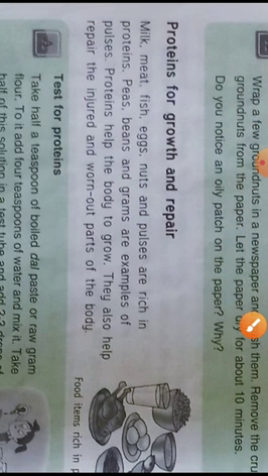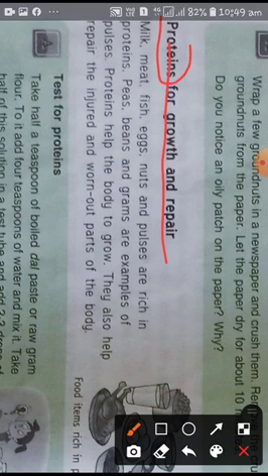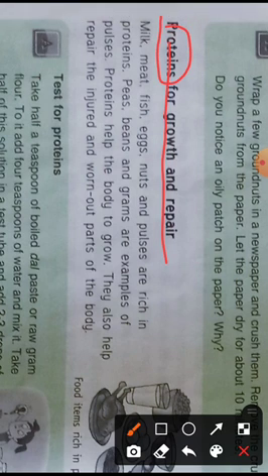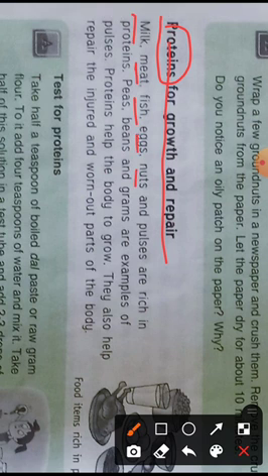So let us see protein. Protein is for growth and repair, whatever repairing work happens in your body. In the beginning I told you, whenever you are injured or wounded, your body heals and repairs your wounded part, and this is possible because of a nutrient known as protein. Which kind of food contains protein? Milk, meat, fish, eggs, nuts and pulses are rich in proteins.